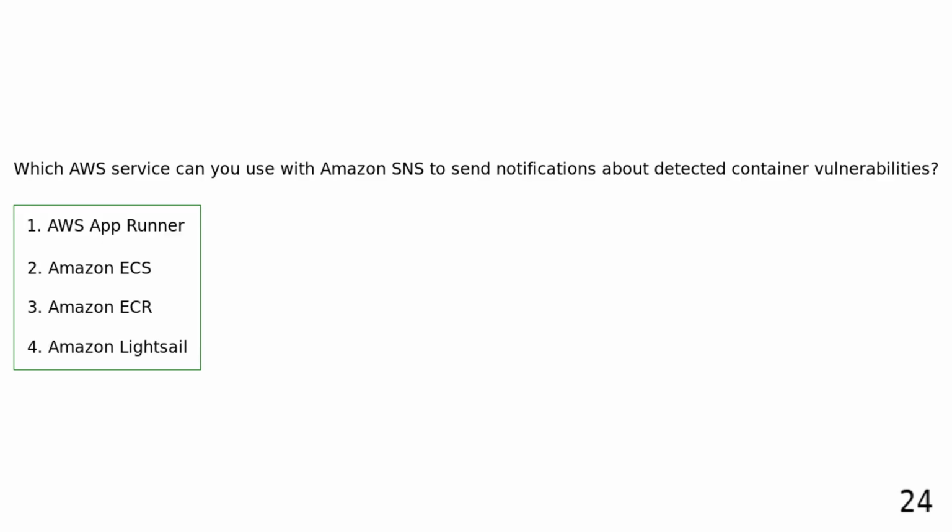Which AWS service can you use with Amazon SNS to send notifications about detected container vulnerabilities? AWS App Runner. Amazon ECS. Amazon ECR. Amazon Lightsail. Amazon ECR can be configured to send notifications through Amazon SNS when it detects vulnerabilities in your container images.